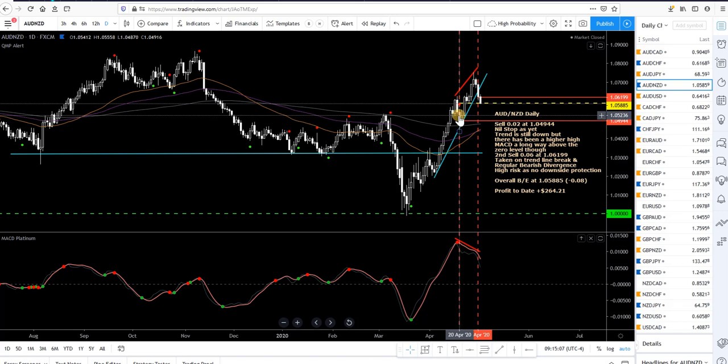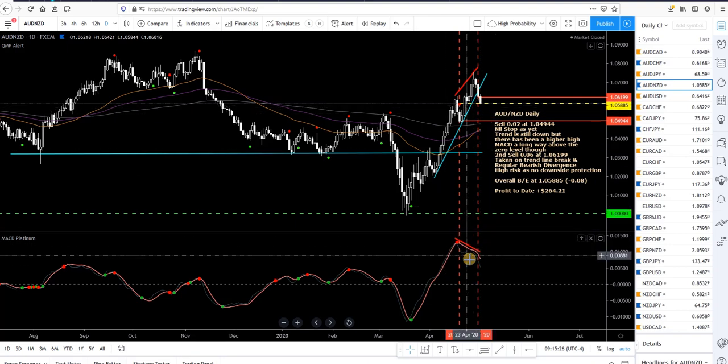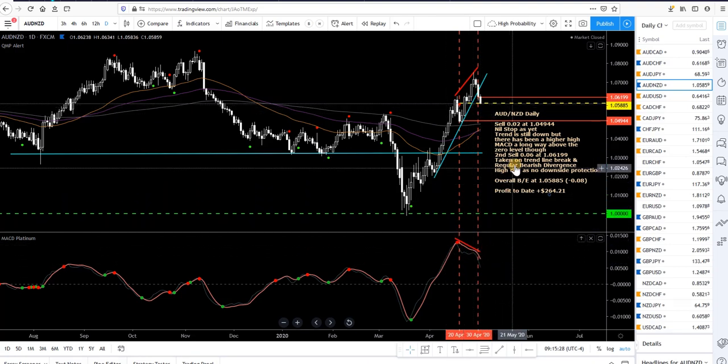We've had a sell here, and I took a sell up here. That's because what happened here? Yeah, it was already taken on a trend line break, so there's my second sell there, as you can see. It's come to my overall break even already, but again, the MACD platinum's way above the zero level, so there's no action taken on this yet, even though I'm at break even.